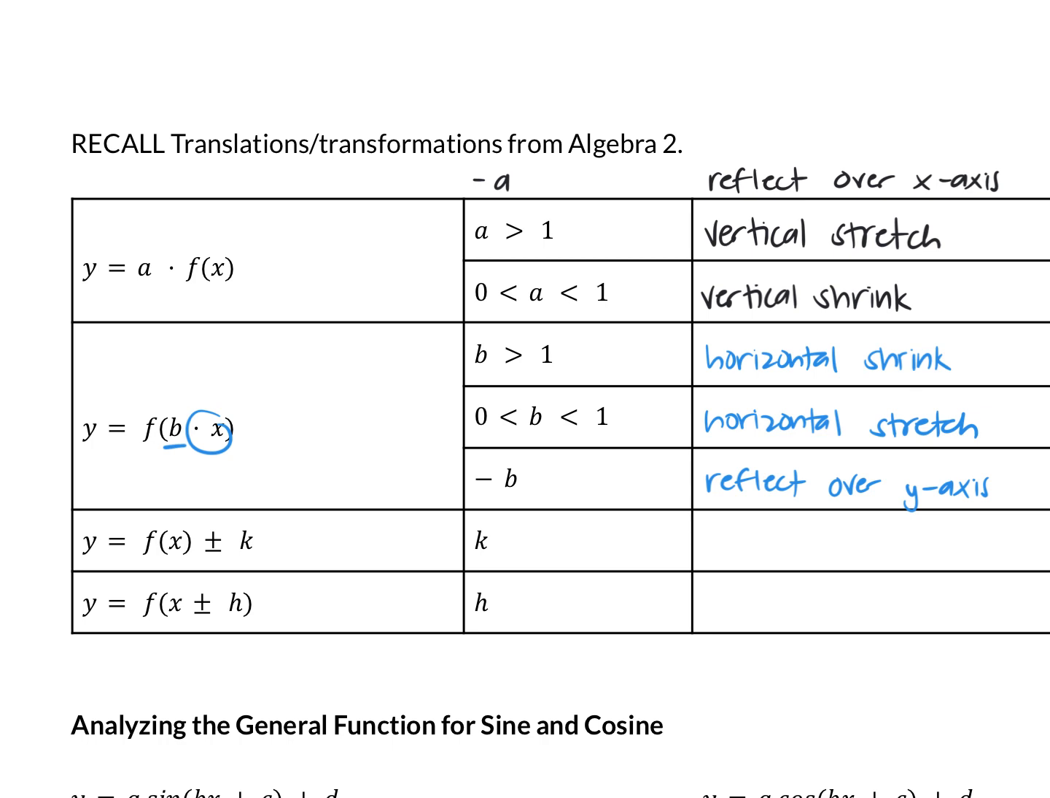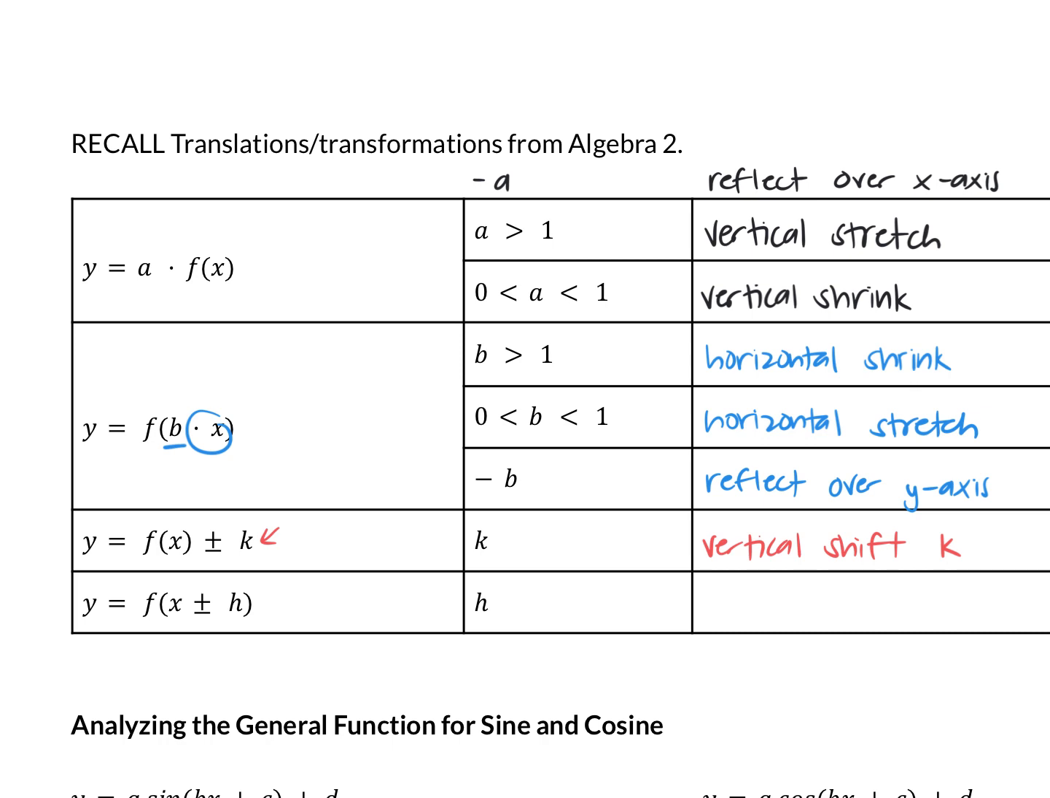And then the last one is pretty easy for us to see. If we're going to take a function and add or subtract a number on the outside, what am I doing? What's happening with my graph? It's moving up or down, so it's a vertical shift, K. If it's plus or minus K, it shifts in that direction.